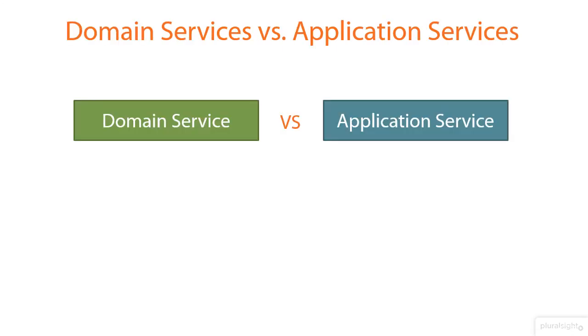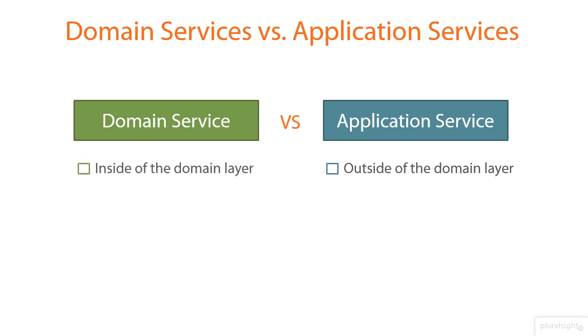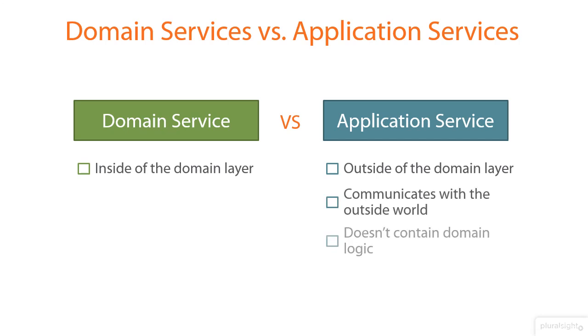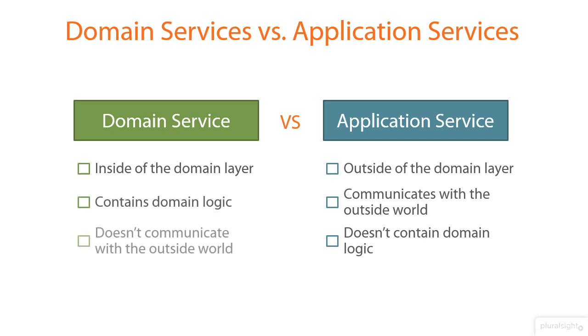A question which often arises when people start thinking of domain services is how they differ from application services. The difference here is that an application service resides outside of the domain layer, whereas a domain service is inside of it. It means that application services are in charge of communicating with the outside world and shouldn't contain any domain logic. What they should do instead is delegate the execution to the domain classes, such as entities, repositories, and domain services. Domain services, on the other hand, do contain domain knowledge and shouldn't communicate with the classes outside of the domain layer, the two innermost layers in the onion architecture.